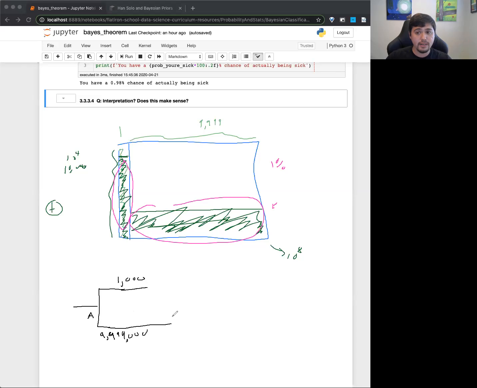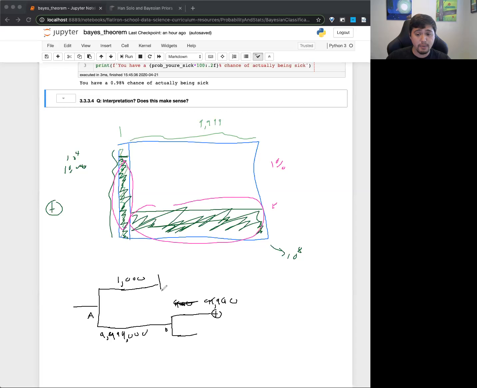And then we split it again for testing positive, right? So that's event B. Well, of these healthy people, 1% are going to test positive, which is what we care about. If someone wants to do the numbers, you can. So 1% of these people, doing the decimal, is 99,990. I have 9s missing, sorry. So that's like 99,000 people who are going to test positive.